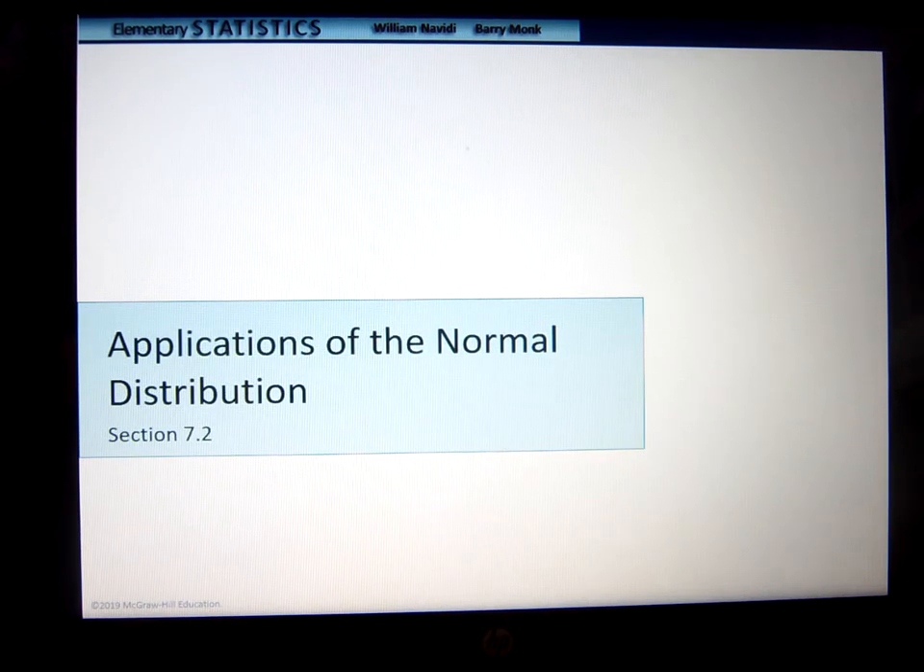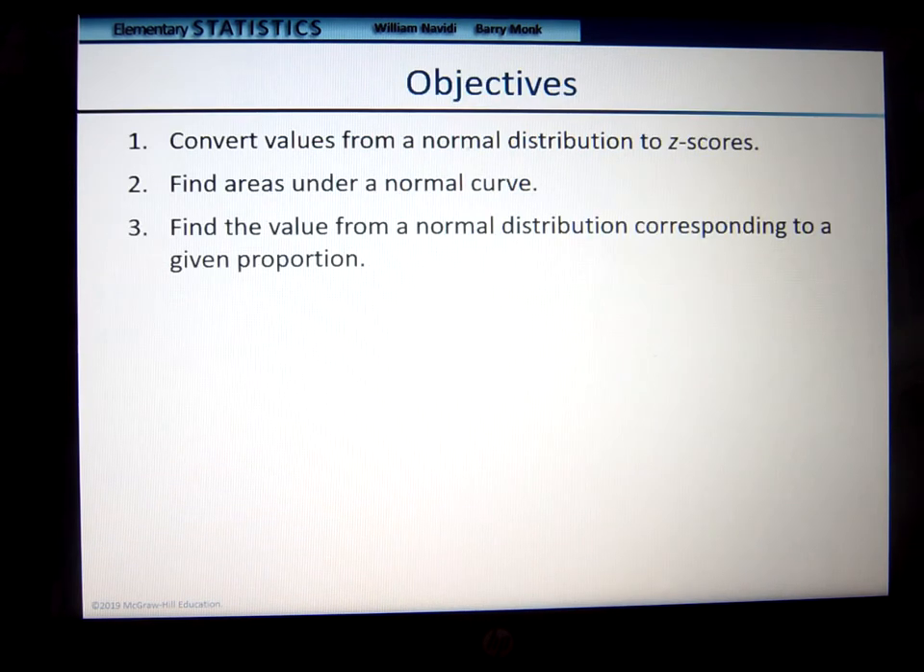Hey everybody, now we're going to look at the applications of the normal distribution, section 7.2. We're going to convert values from a normal distribution to z-scores, find the area under the normal curve, and find a value from a normal distribution corresponding to a given proportion.